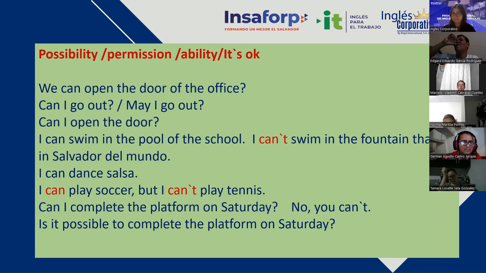Can you dance? Can't. Pero in that case, can't no es prohibition. It's not prohibition. It's not possible. Possibility. I don't have the ability, right? Can you play a musical instrument? No, I can't. Okay, so you say no, I can't. No, I can't is a lack of ability. Or if you say yes, I can, it's ability.